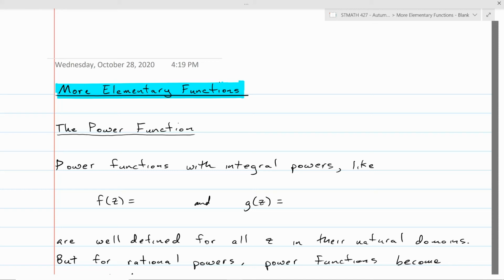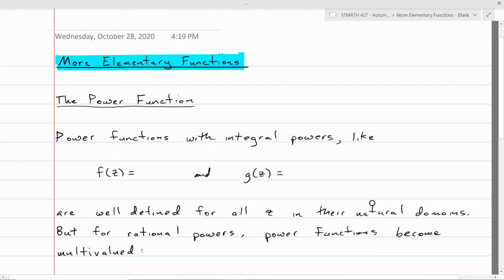Hello, complex students. Today we're going to be talking about a variety of elementary functions. So this will include power functions and exponential functions with other bases besides e, and trigonometric functions, and hyperbolic functions, and inverse trigonometric functions. So all of the standard functions you would see in a calculus course, which you need in order to do things like integration theory. Anyway, let's go ahead and get started with power functions.